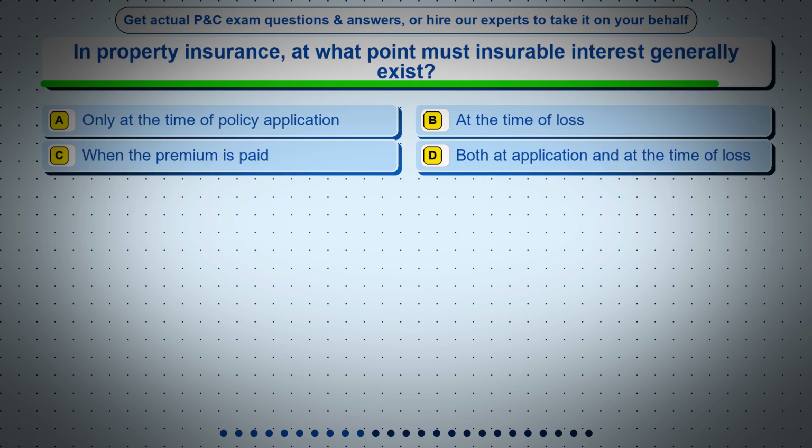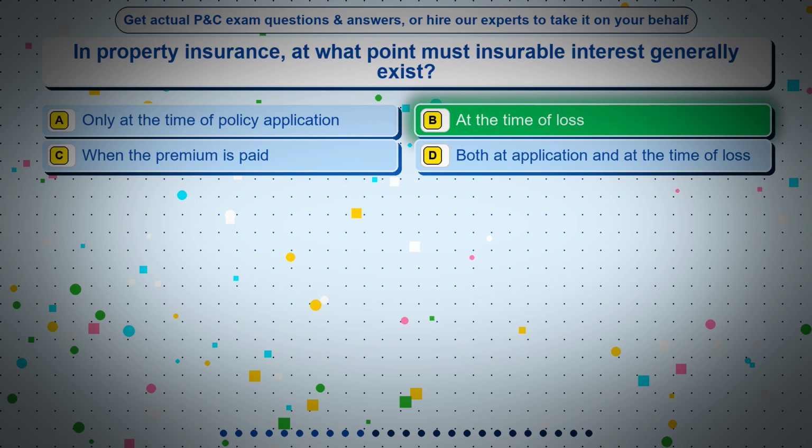Question 10. In property insurance, at what point must insurable interest generally exist? Option A, only at the time of policy application. Option B, at the time of loss. Option C, when the premium is paid. Option D, both at application and at the time of loss. The correct answer is option B, at the time of loss.